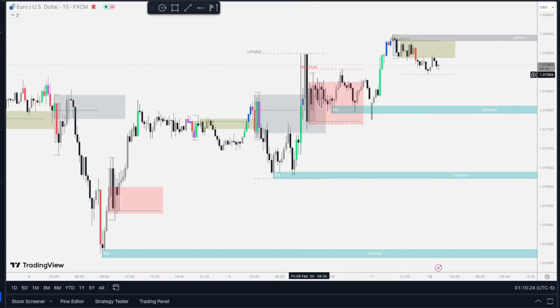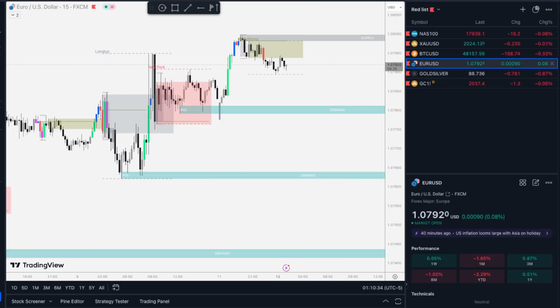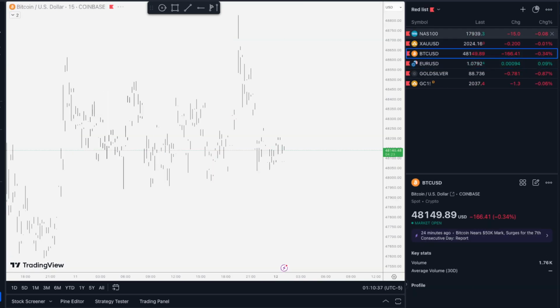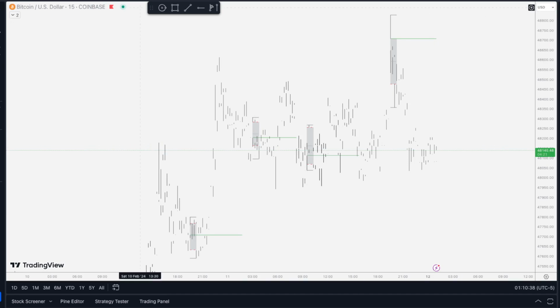But we did have some confusion on the opening block in New York here. I definitely stayed out of all of this. I don't like this. I generally haven't been liking what Forex has been doing lately, period. But let's look at Bitcoin for the last.